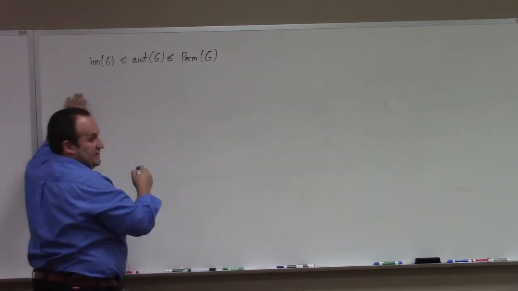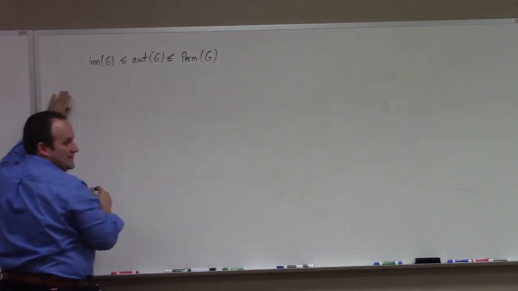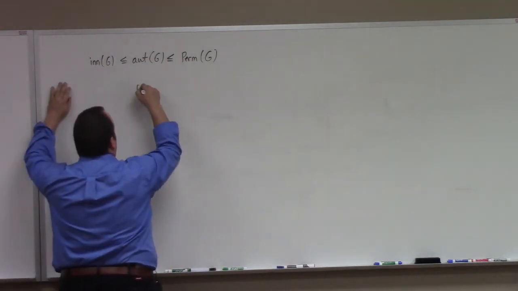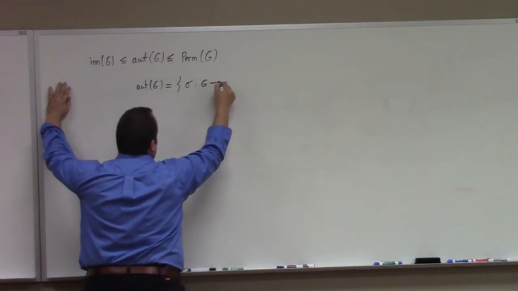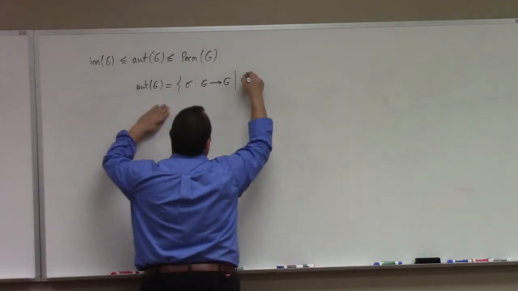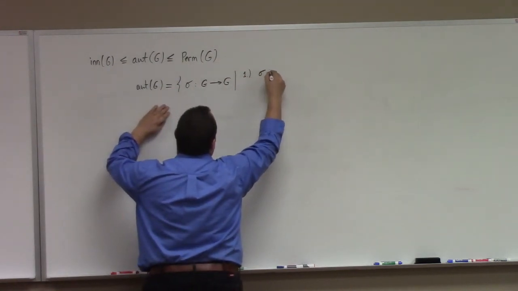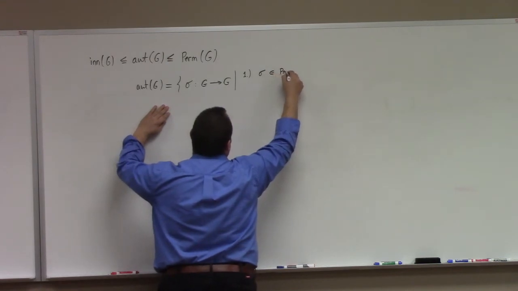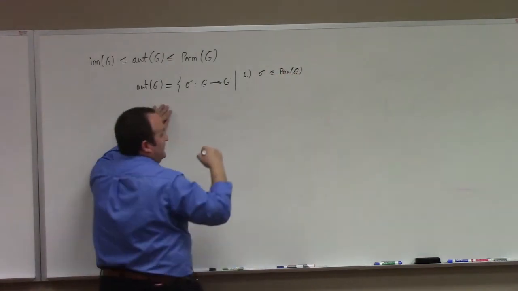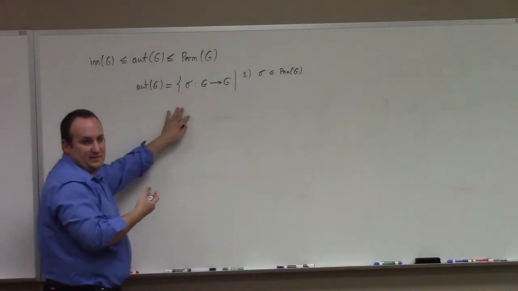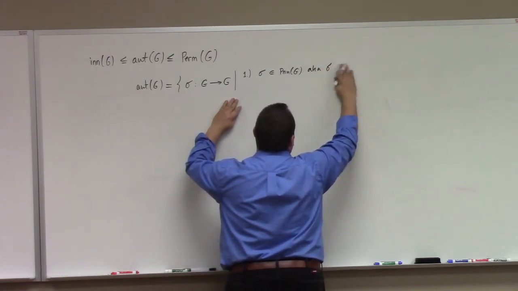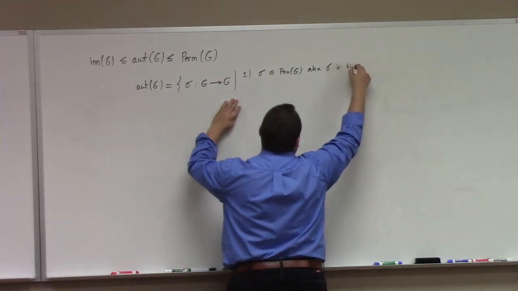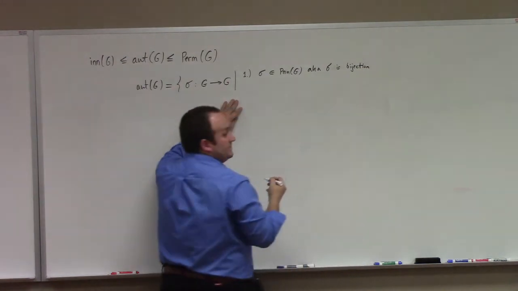All right, so let's start with Inn G. Maybe I should start with Aut G, actually. So Aut G is what? This is sigma from G to G, right, such that two things. Number one, sigma is an element of the permutations on G, which is just a snazzy way of saying sigma is a bijection, right? A permutation is a bijection on the set.